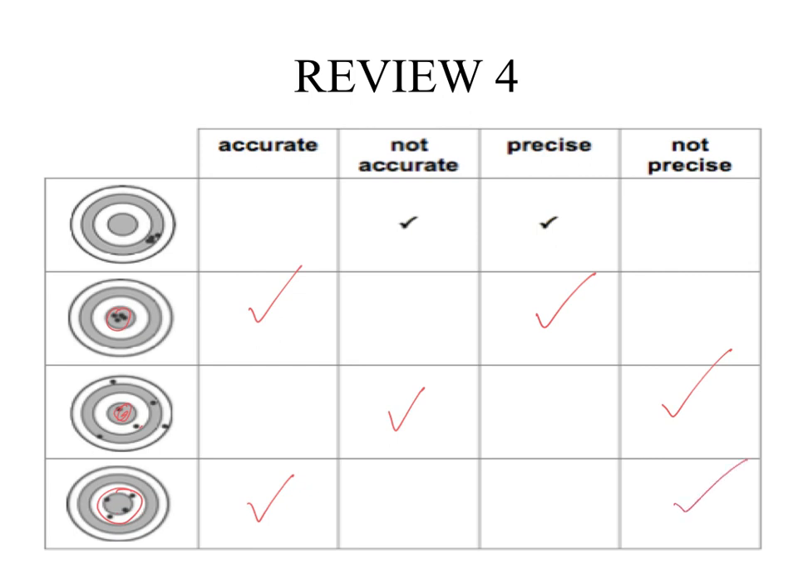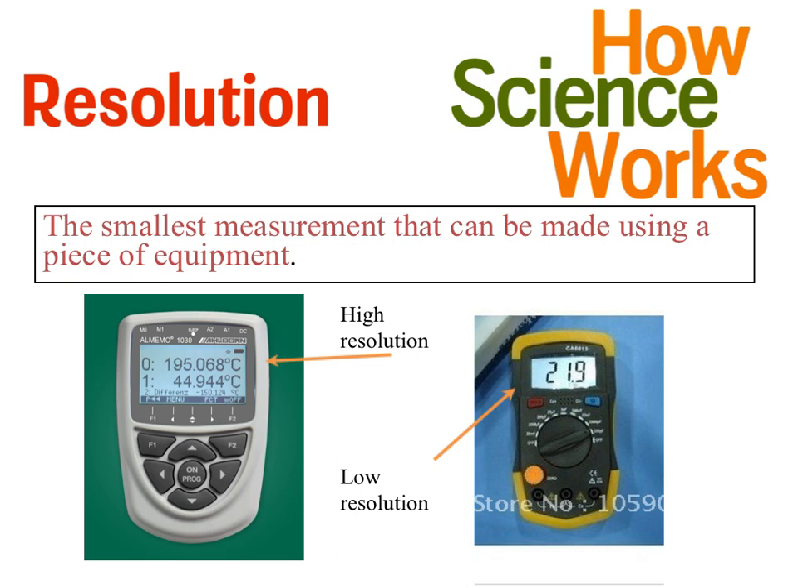Okay, so another thing that you need to think about during an experiment is the resolution. So the smallest measurement that can be made using a piece of equipment. So if something has really high resolution, you can use quite a lot of figures, you can count quite a lot of decimal places. Low resolution then is maybe when you get one decimal place or not any decimal places. So if something's got high resolution, you can count loads of decimal places and it will help you.